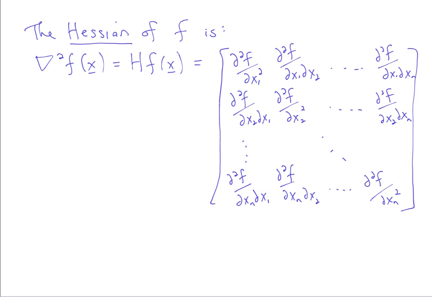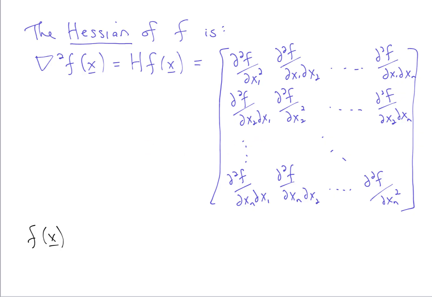Now these are general in terms of any function f of x that's differentiable, meaning that the first partial derivatives exist or the second order partial derivatives exist. You can define this. For the quadratic, we're going to get explicit representations of this.